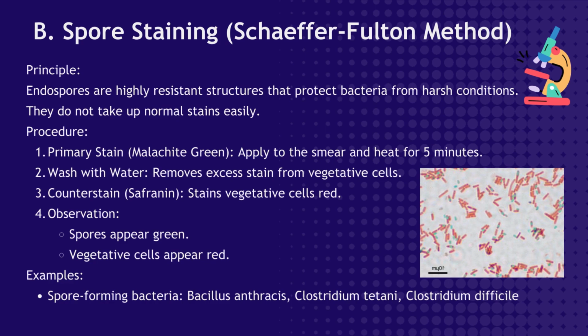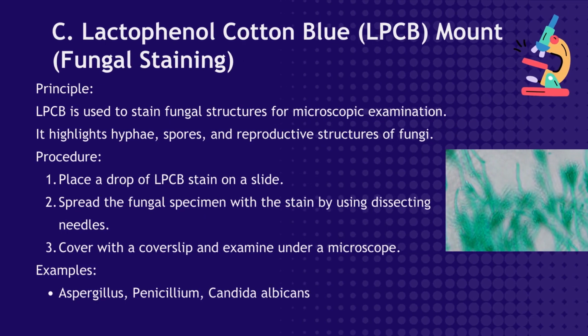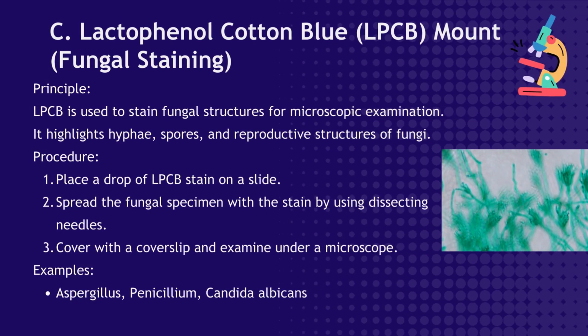Wash with water. Removes excess stain from vegetative cells. Counterstain, safranin. Stains vegetative cells red. Observation: spores appear green, vegetative cells appear red. Examples: spore-forming bacteria, Bacillus anthracis, Clostridium tetani, Clostridium difficile. Lactophenol cotton blue, LPCB mount, fungal staining.